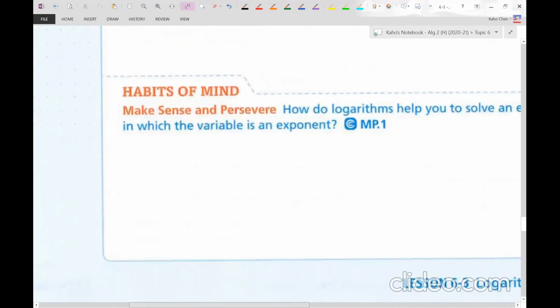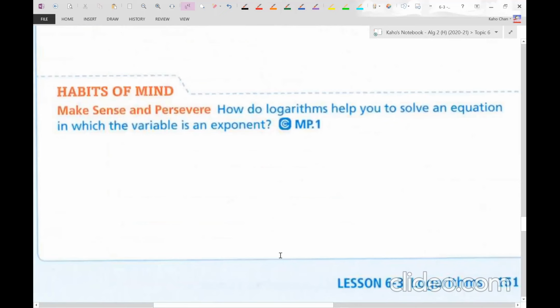Let's answer this habits of mind really quick. How do logarithms help you solve an equation in which the variable is an exponent? So basically, logarithms, kind of like the boomerang, rearrange the formula for us. So I wrote down last year, relocates the variable, kind of like the last few examples we just did, so it's solvable.